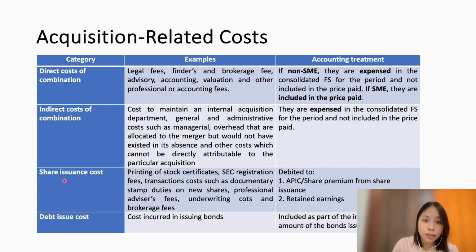Share issuance costs, which include printing of stock certificates, SEC registration fees, and transaction costs such as documentary stamp duties on new shares, are debited to APIC or share premium from share issuance. If APIC or share premium from share issuance is not enough, then the remainder is charged to retained earnings. Debt issue costs are included as part of the initial carrying amount of the bonds issued.